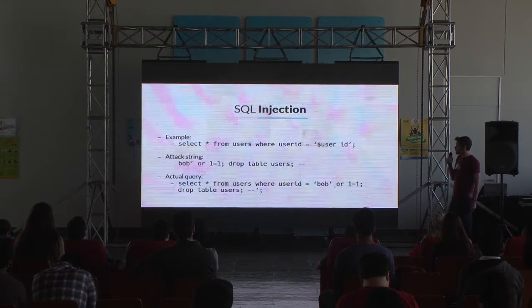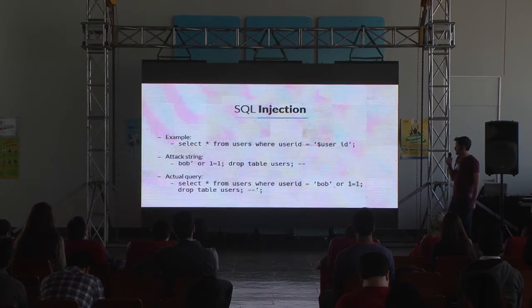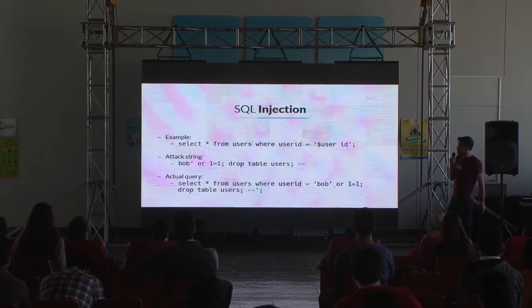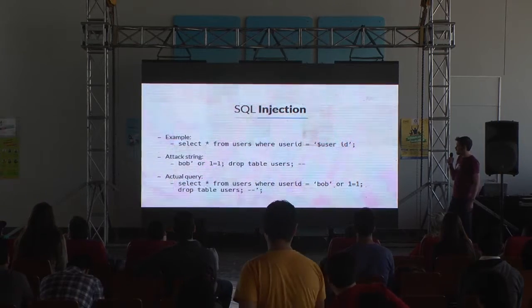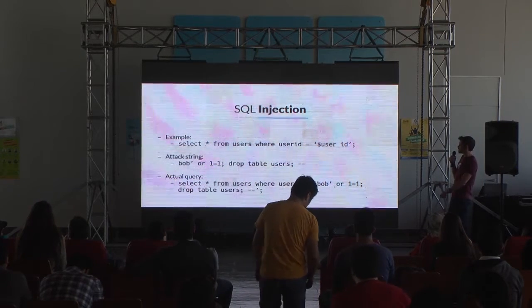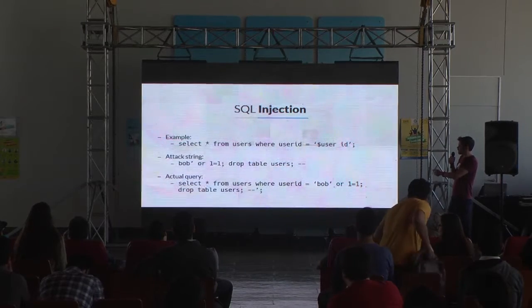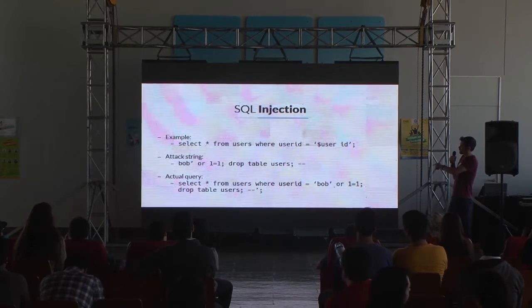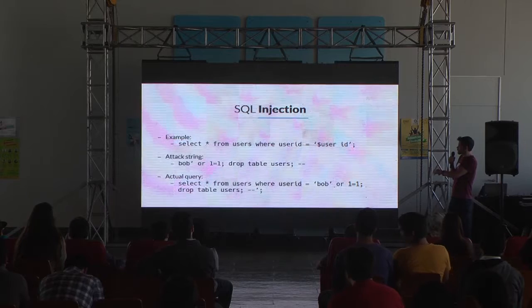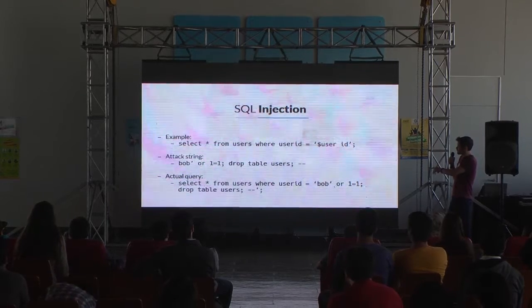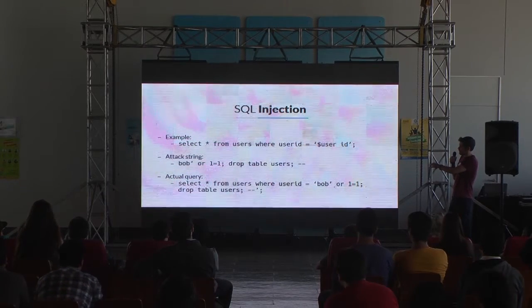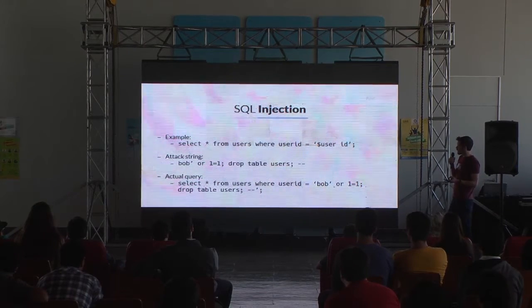So here's a very quick and trivial example. If we have an SQL query with select star from users where user ID is equal to some variable that was sent in a login form. And then we can insert an attack string where we have Bob and a single quote, or 1 equals 1, and then a new query which is drop table users, and then we finish with a double hyphen. And what this does is, there may or may not be a user Bob, that's irrelevant, but then we add a condition to the query that will always be true. We close the query and then start a new one, and that's the attack payload.